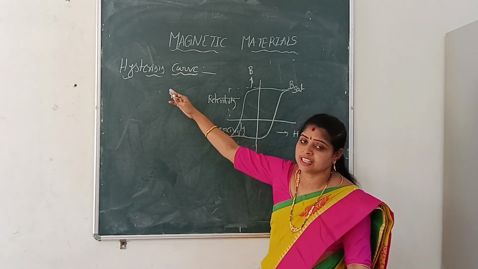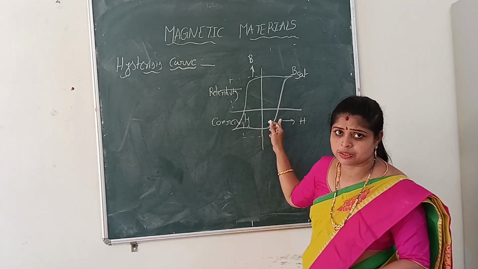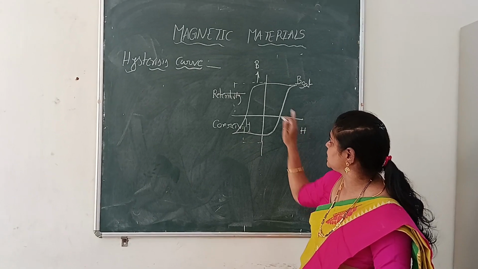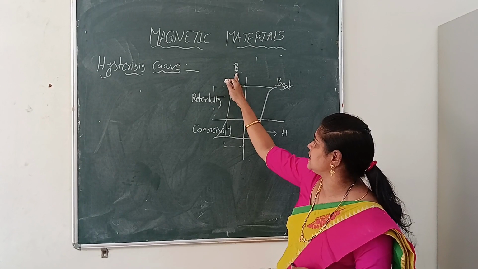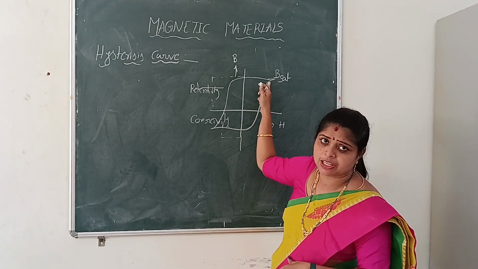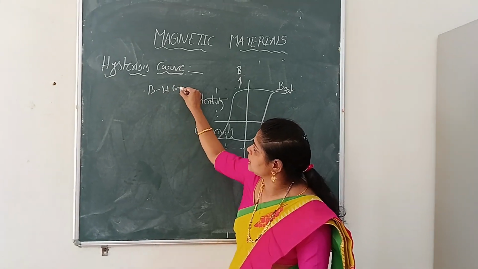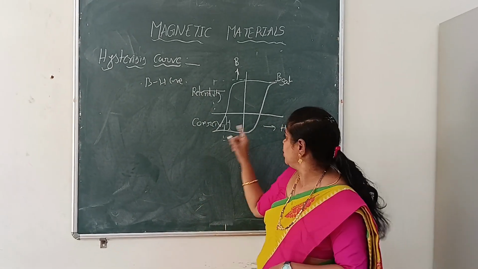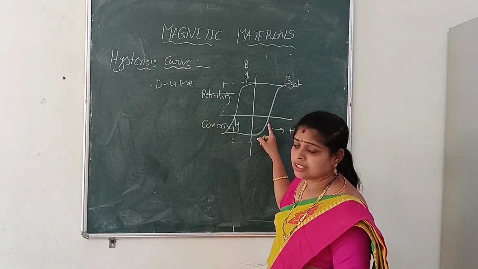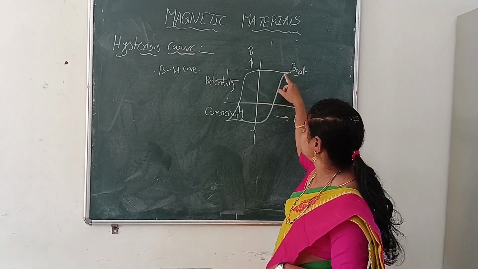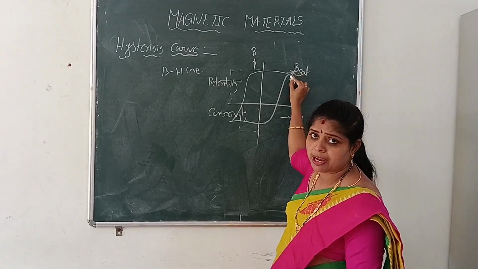Next one is the hysteresis curve. Here I have drawn B versus H. H is taken on the x-axis and B on the y-axis. The lagging of magnetization behind the magnetic field is called the hysteresis curve or BH curve. What happens in the hysteresis curve? If the field intensity increases, the flux density increases and reaches a maximum. This particular point is called saturation magnetization.